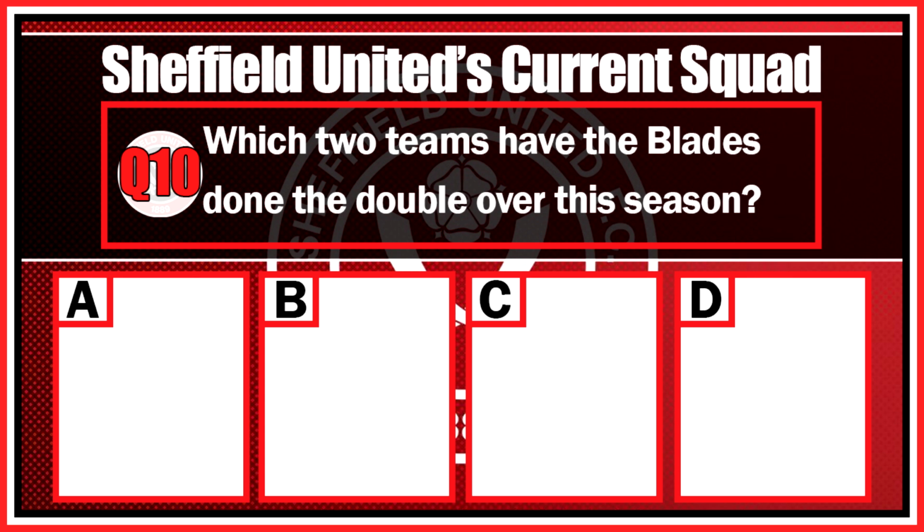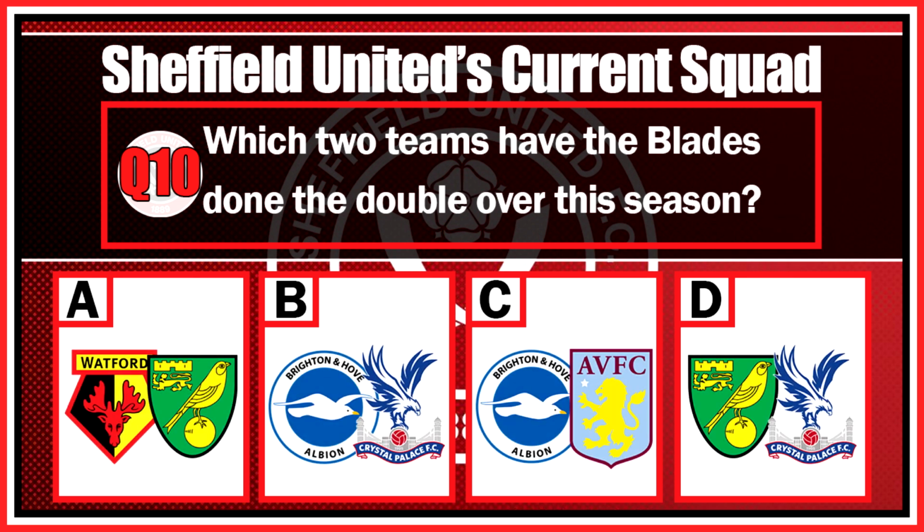And the final question, question number 10. Which two teams have the Blades done the double over this season? Is it A, Watford and Norwich? Is it B, Brighton and Crystal Palace? Is it C, Brighton and Aston Villa? Or is it D, Norwich and Crystal Palace?